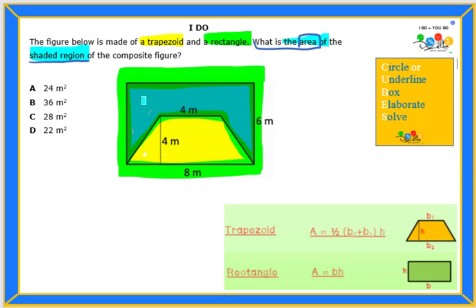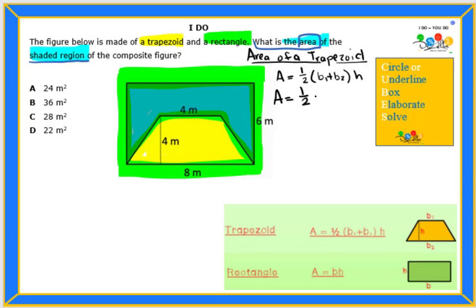Okay, so let's go ahead and start finding the area of each shape. So let's start with the trapezoid. And if we look here at the anchor chart in the bottom of your screen, we see that the area of a trapezoid is half of base 1 plus base 2 times the height. So we're going to go ahead and write that down. So we're going to substitute our dimensions into the formula.